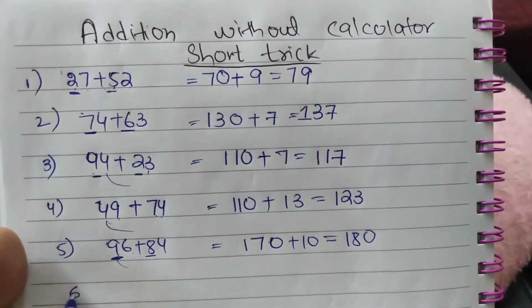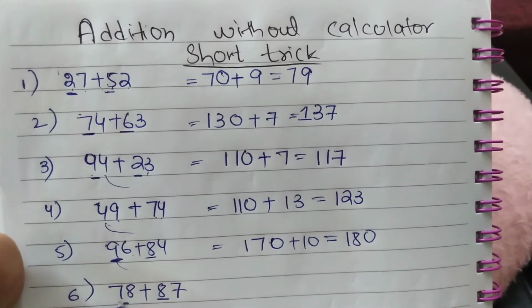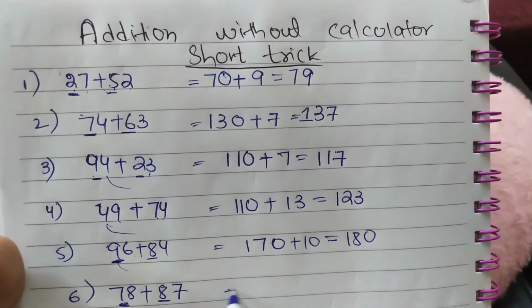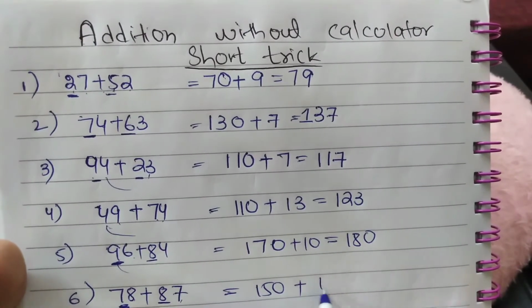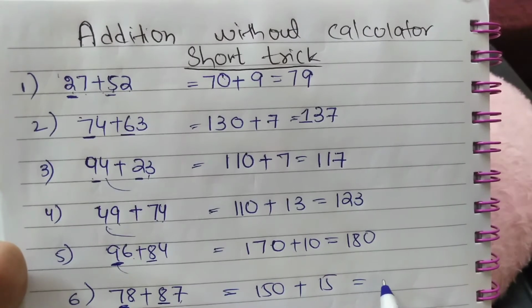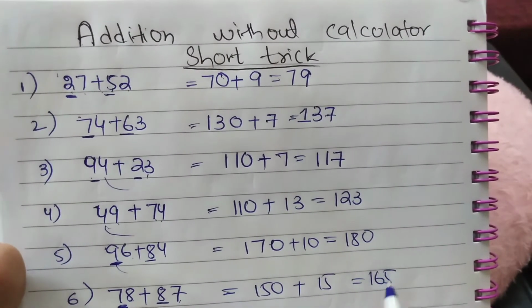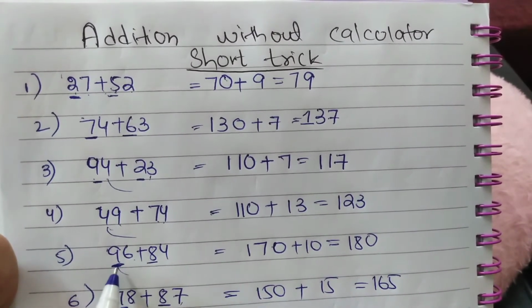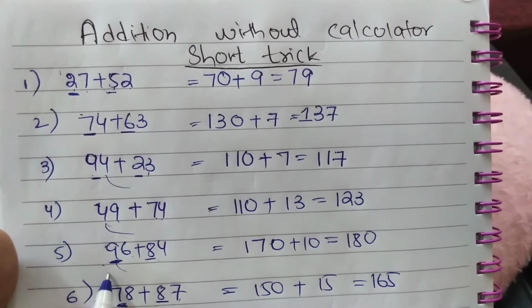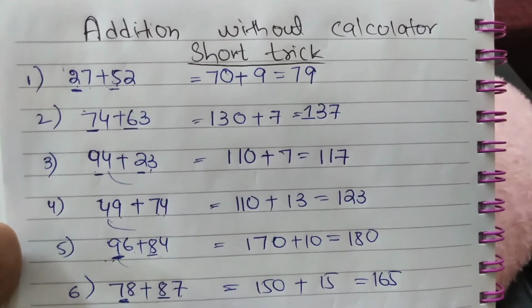Next question is 78 and 87. By considering the tens place, 8 plus 7 is 15, so place a 0. 7 plus 8 is 15, so 150 plus 15 is 165. It's the addition of 78 plus 87. In this case, I discussed the numbers which are both 2 digits. In the next case, I will discuss one number being 3 digits and the second number being 2 digits.